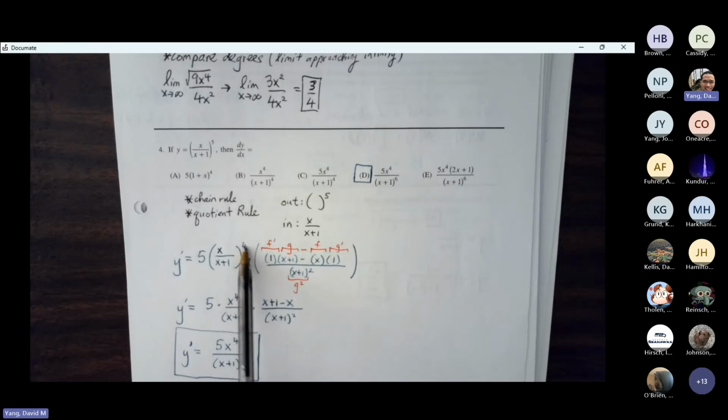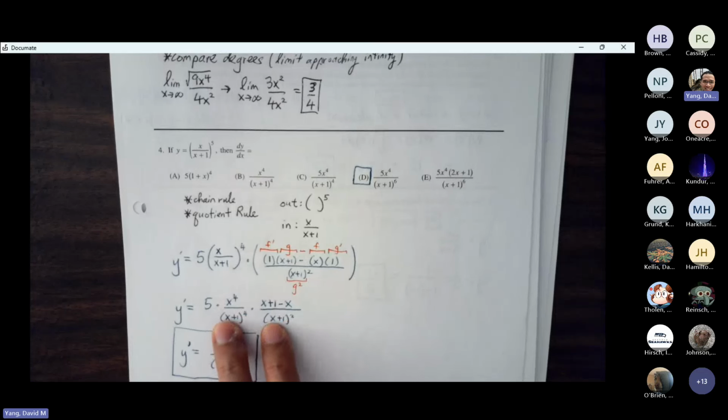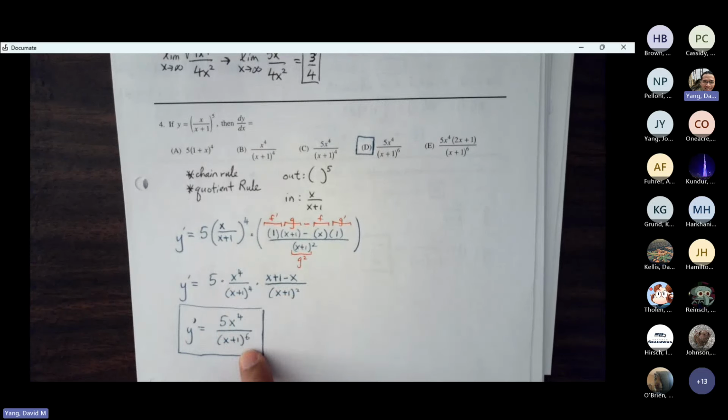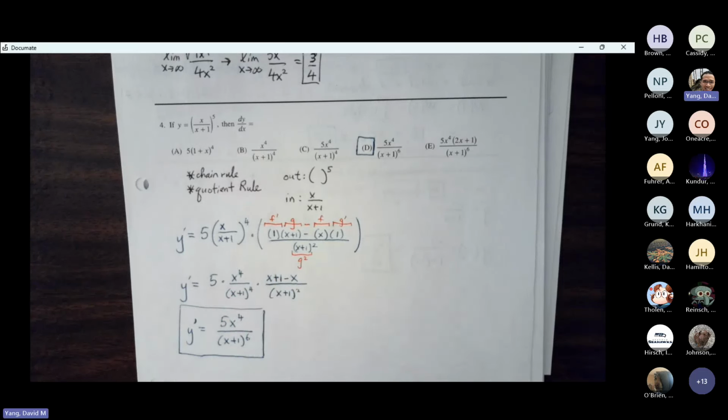So that degree 4 and that degree 2 is going to cause the denominator to end up with a degree 6. I think the best way to see that is if I separate my numerator and denominator, make it x to the 4th, x plus 1 to the 4th. And if I can see the 2 parentheses with the exponent above it, it's more clear for me to see, okay, I need to add the exponents. 4 plus 2, that gives me 6. And this just cleans up to be just 1. I'm just left with 5x to the 4th over x plus 1 to the 6th.